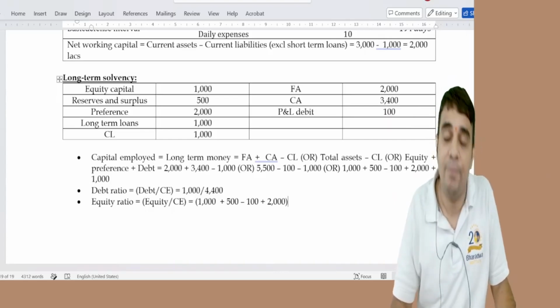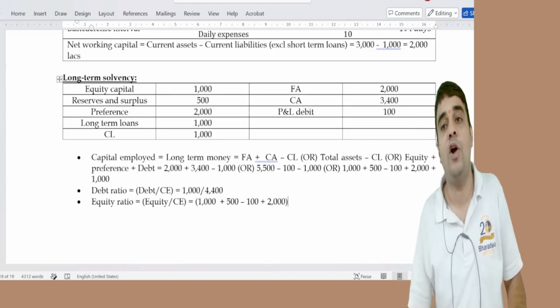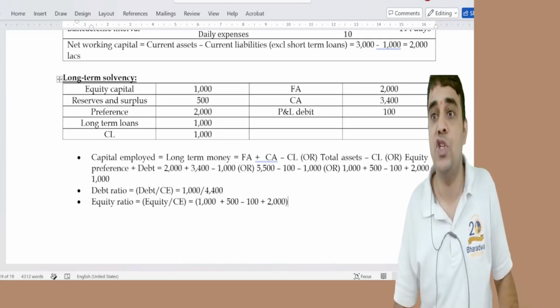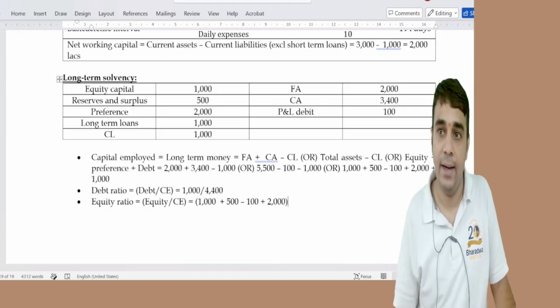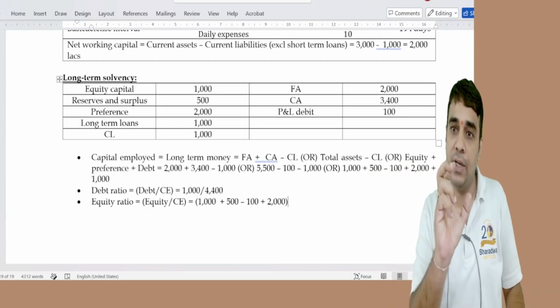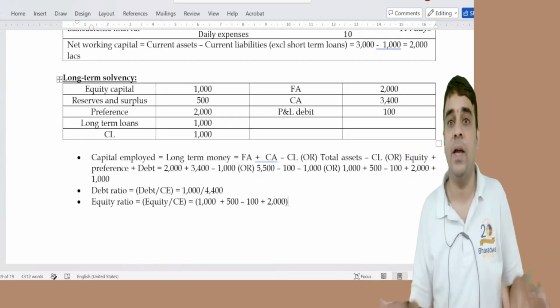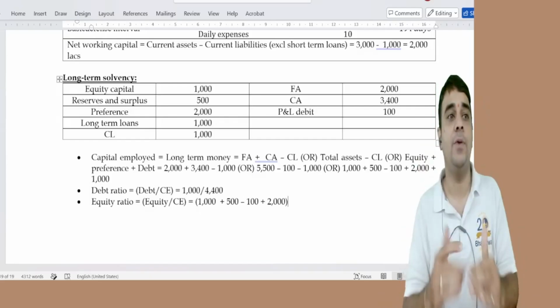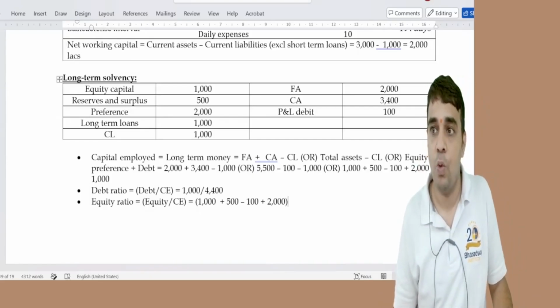Would we have a trouble when we solve problems? Yes, we may have a trouble. We may not be very clear where I should add it. Assumption, but normally preference is added to which? Equity, for the purpose of what? Equity ratio. Debt ratio plus equity ratio is one time.